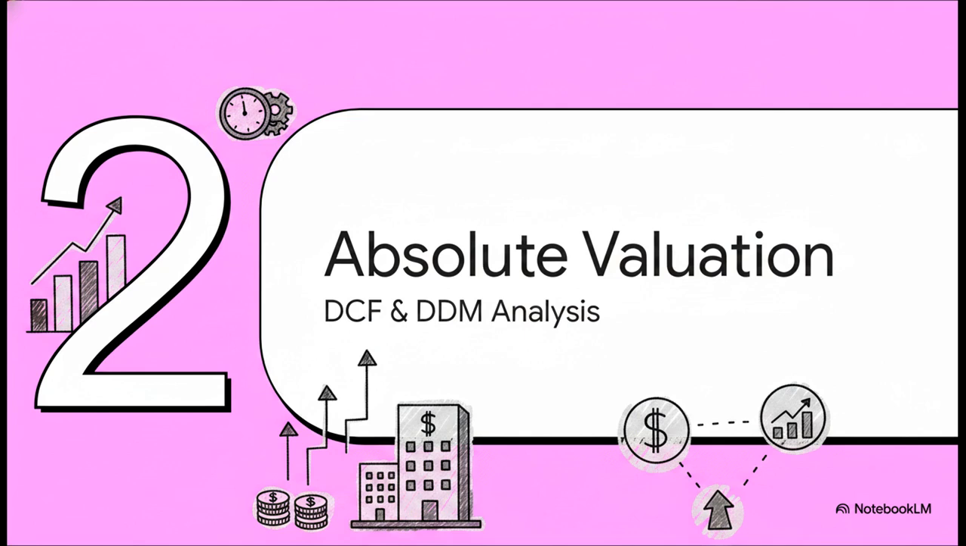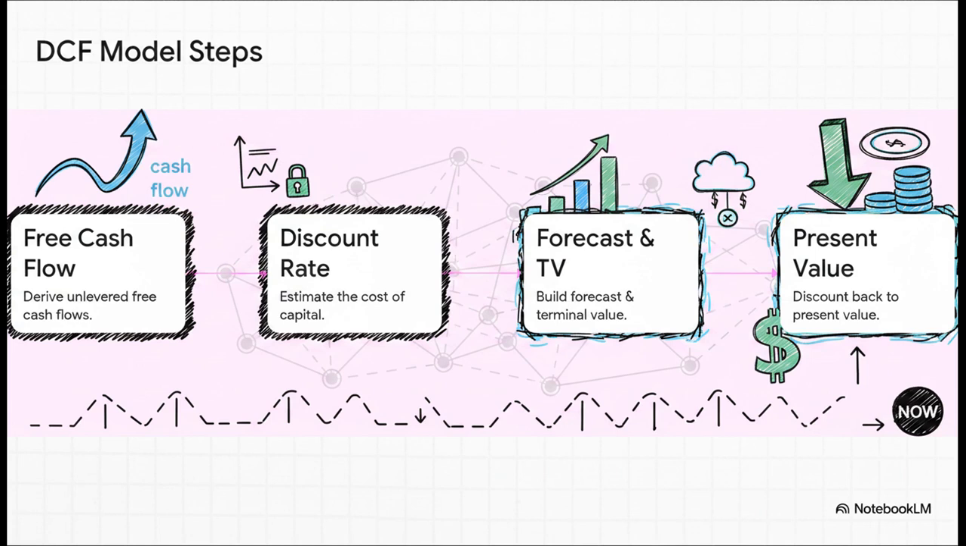Moving right along to Section 2, Absolute Valuation, covering DCF and DDM. This is where we get to look at the raw cash the business generates. So a proper textbook discounted cash flow, or DCF, model requires a few foundational steps. You derive your unlevered free cash flows, figure out your cost of capital, build out a forecast with a terminal value, and then discount it all back to present value.